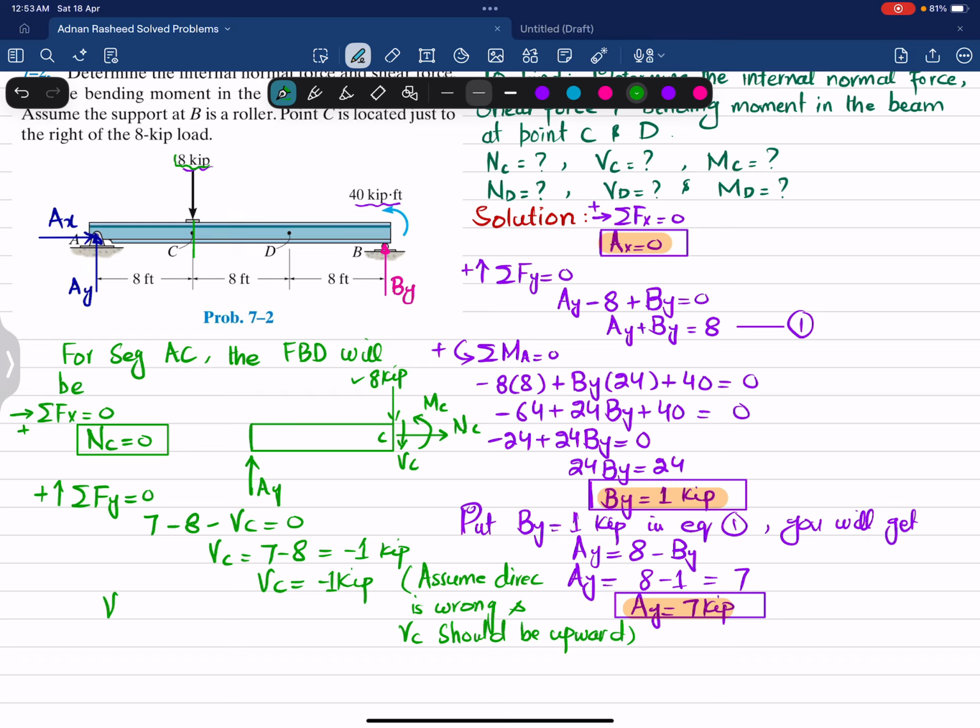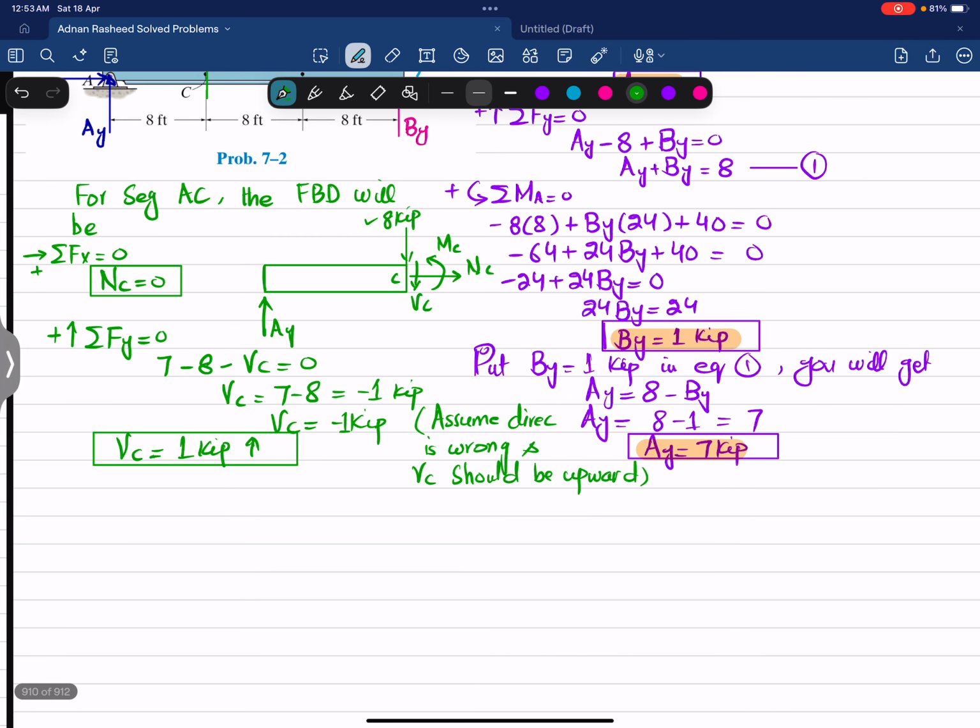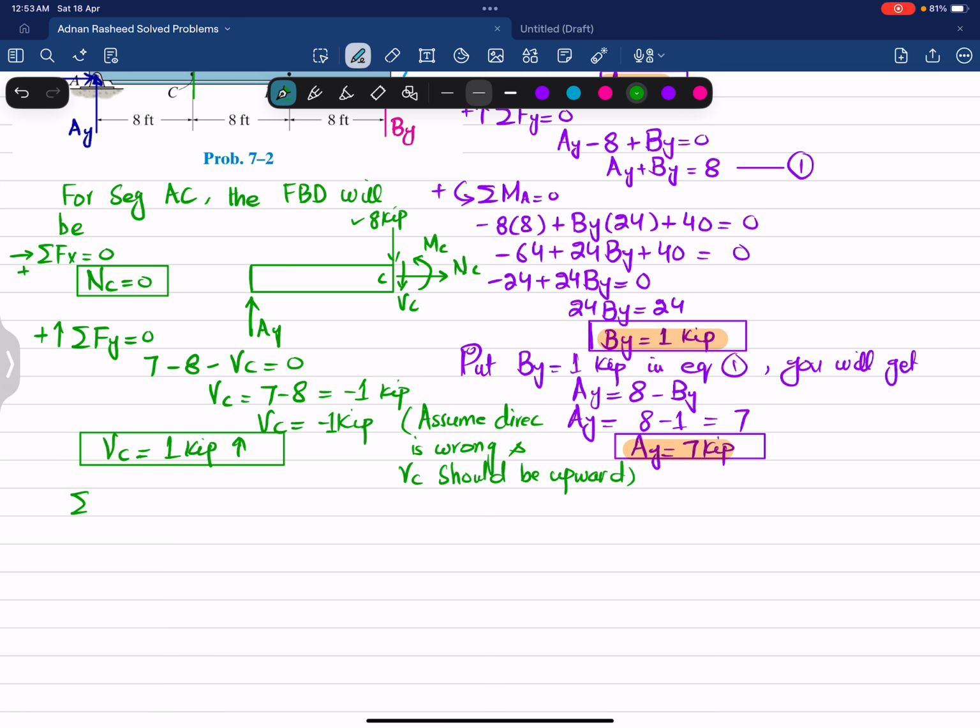So I can write the correct answer, VC is 1 kip, and that is upward. This is the internal shear at point C. Now I'll find this MC by using the third equation of equilibrium, that is sum of all moment about point C is equal to 0, and taking the counterclockwise movement as positive. So you can see from A to C distance is 8 feet. So this distance is 8 feet.